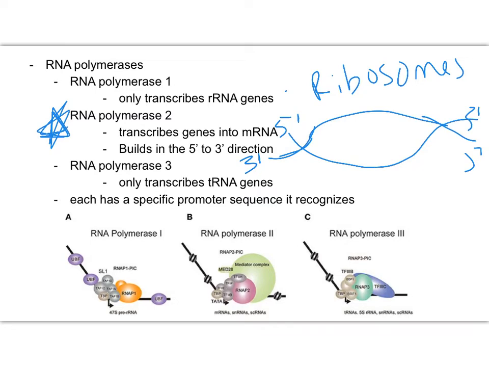So RNA polymerase 3 is going to only transcribe tRNA genes. Remember, tRNA is our transfer RNA. That's important also in translation, helping move those amino acids. So again, the one we're going to most commonly be referring to would be RNA polymerase 2, because we'll be making messenger RNA.